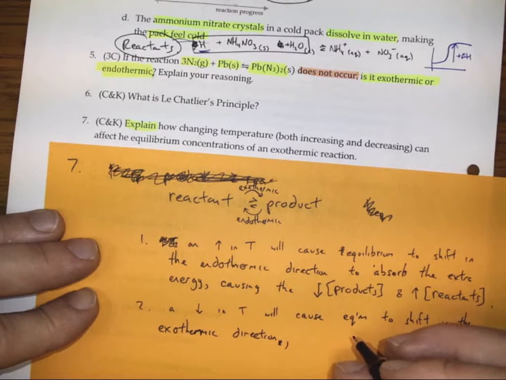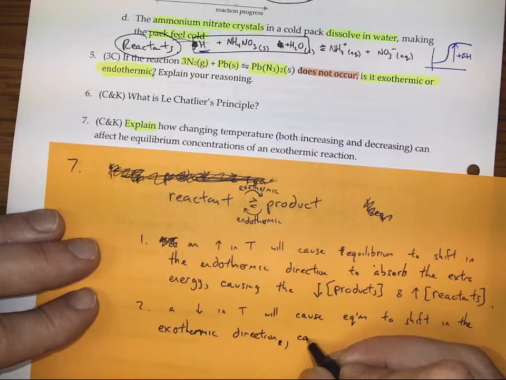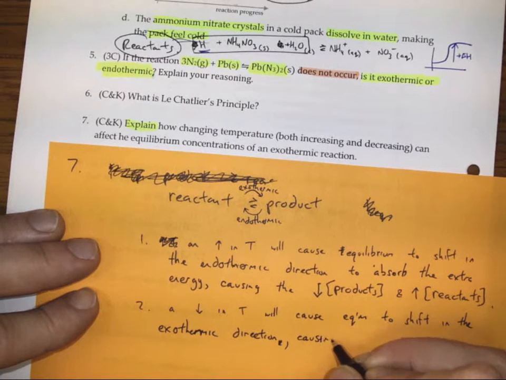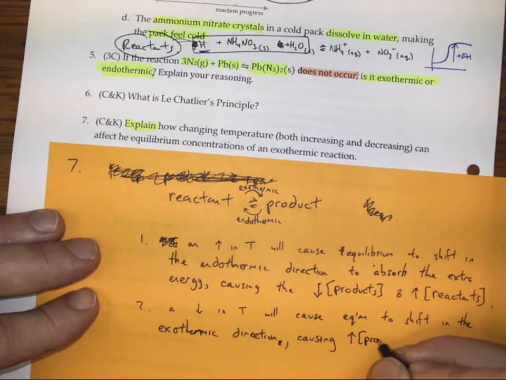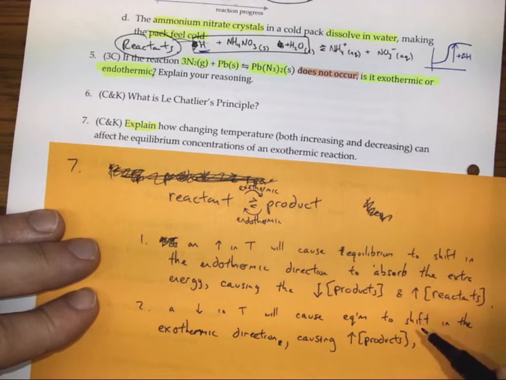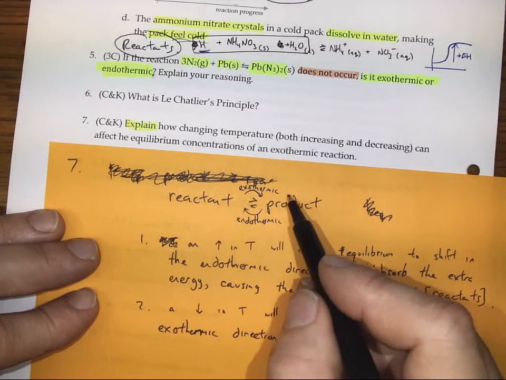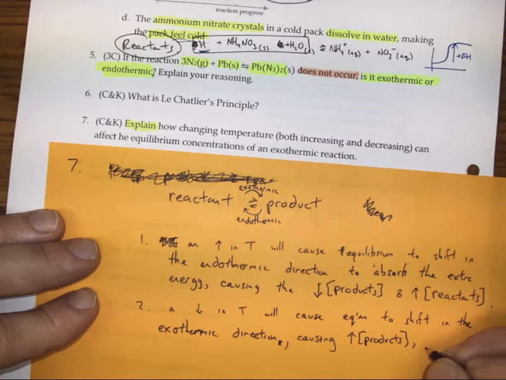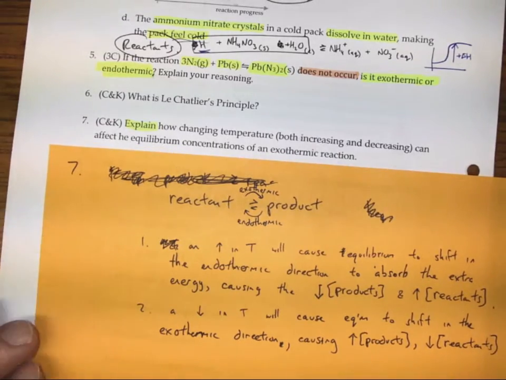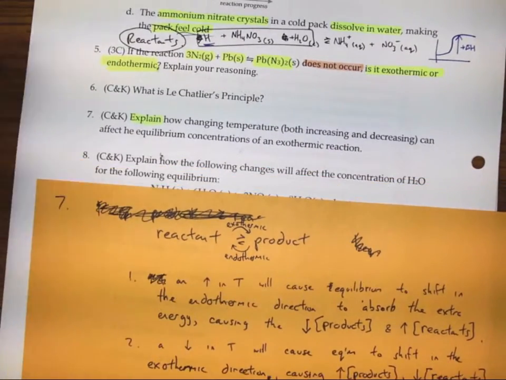And that causes an increase in products and a decrease in reactants. Because as we shift to the right, that means more products are made from the reactants. Good. All right, so let's move on.